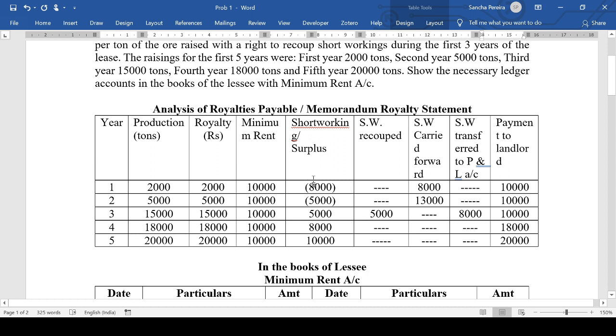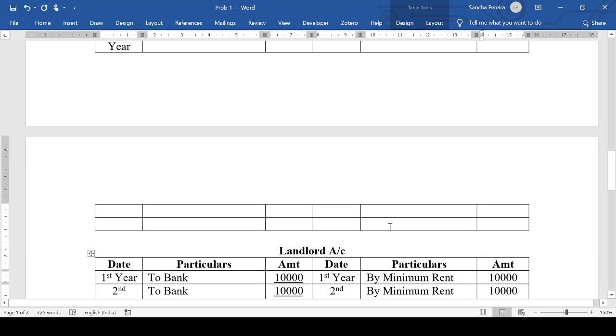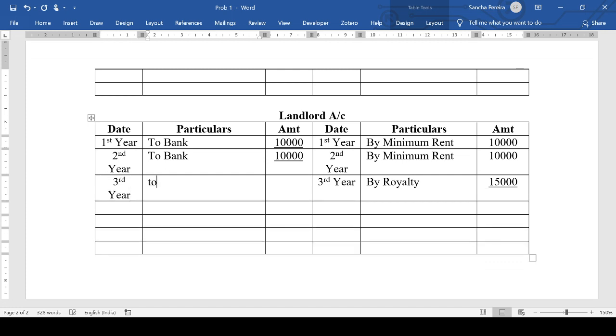Then next is the payment. Landlord account to bank, and also there's another part to the entry. If there's any short working, that is recouped. Do we have a short working that's recouped? Yes. In the third year, we have a short working. So the entry will be landlord account to bank. We'll post it in landlord first. Landlord account to bank, to bank, and to short working recouped.